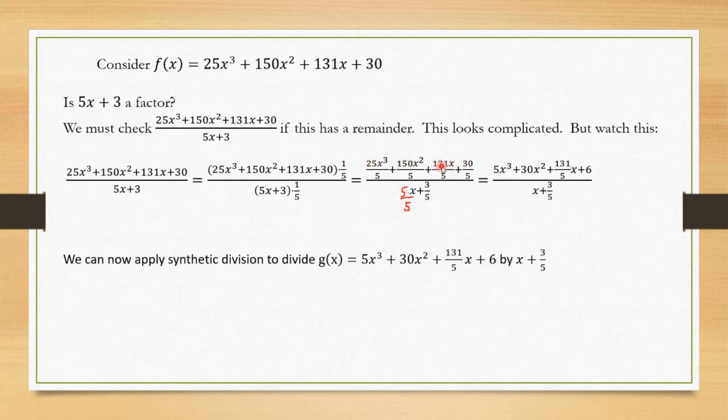So you want to keep it in balance, so to say. Right? So we have a fifth, and we're distributing. So we get this polynomial, right? 25 over 5 is 5. 150 over 5 is 30. 131 over 5, I'm not sure what that is, so I left it as a fraction. 30 over 5 is 6. In other words, what we did was we converted this into calculating the quotient and remainder of this.